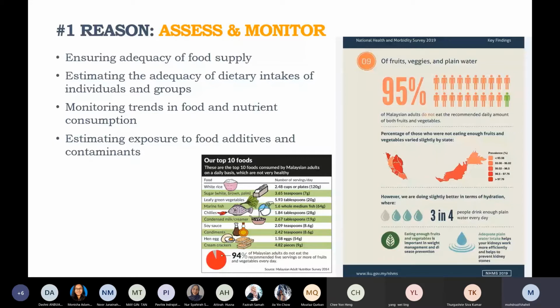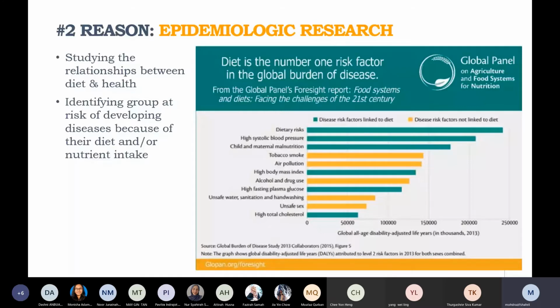So the second reason is for epidemiologic research. When we say epidemiologic research, it means we are studying the relationship between diet and also health outcomes. We want to know whether the intake of certain foods will increase or decrease the disease. Normally it will be non-communicable diseases like CHD, diabetes, cancer, and so on. We can also identify groups at risk of developing disease because of their diet and nutrient intake. So we can identify, oh, these people are consuming low fruits and vegetables. These are the groups who are consuming high carcinogens. So they are at risk for certain types of disease.